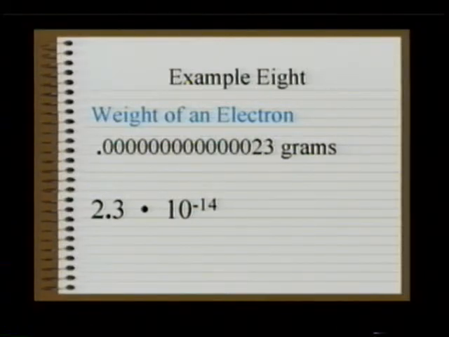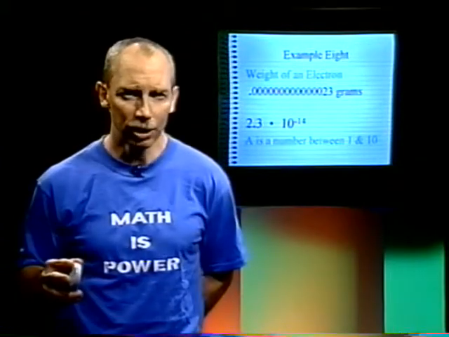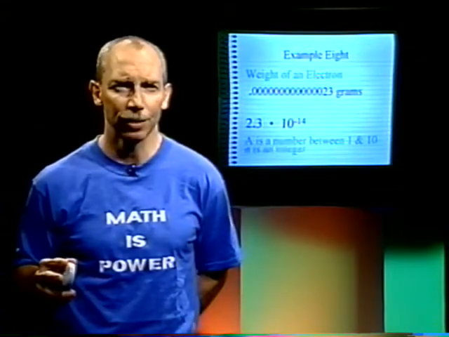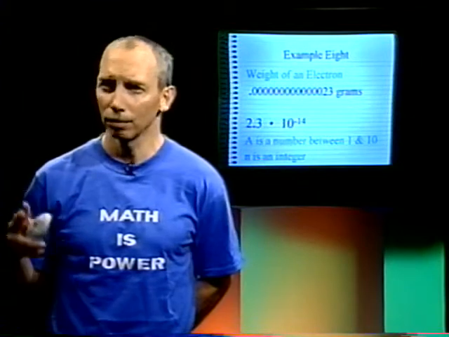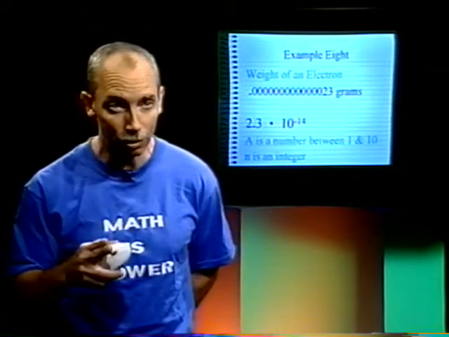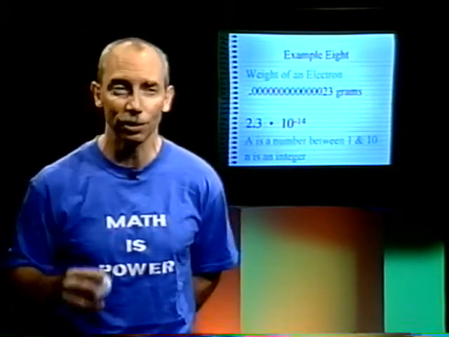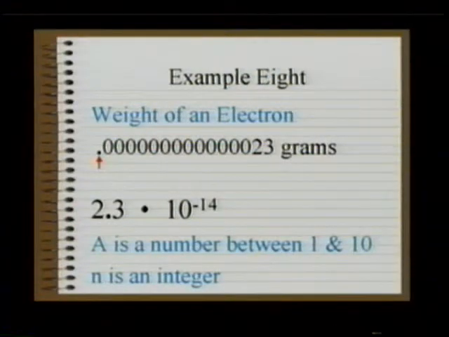Where in dog lips did I get that? Well, I knew I needed a number between 1 and 10, and I knew I needed an integer. Remember that negative numbers are integers. In this case, negative 14 is an integer. So I put the decimal, that's where it started off. I put the decimal between the 2 and the 3 to create a number between 1 and 10.